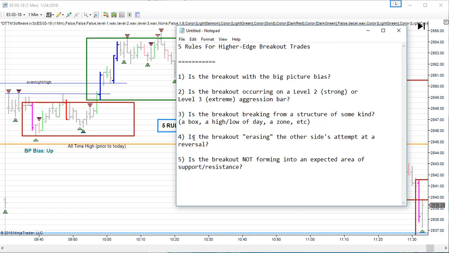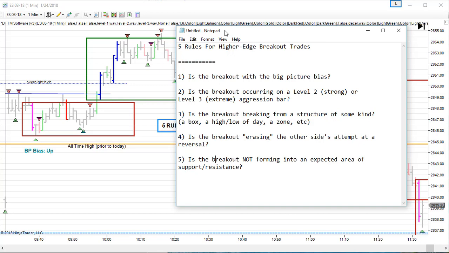Now, is the breakout erasing the other side's attempt at a reversal? In other words, if you're getting long, is it taking out an earlier attempt by the sellers to find a high, for example? And then finally, we want to make sure that the breakout is not forming into an area of expected support or resistance. So there's nothing that we would expect on a larger time frame to be in our way.